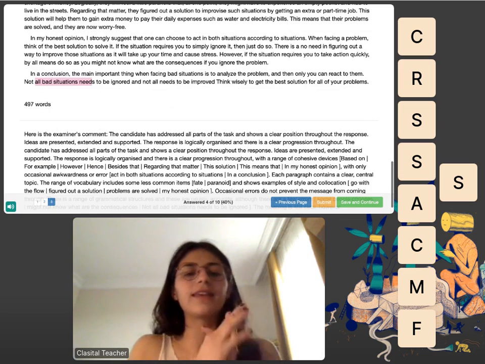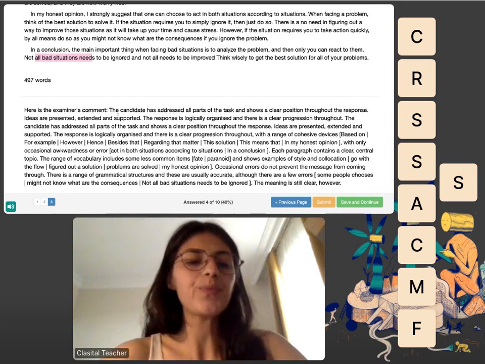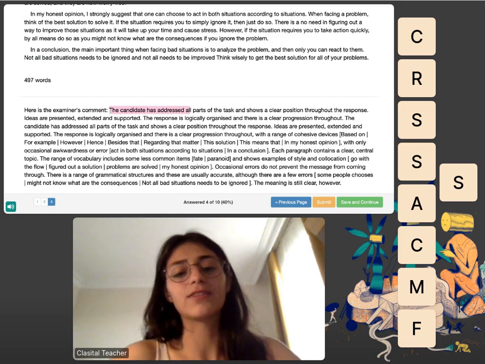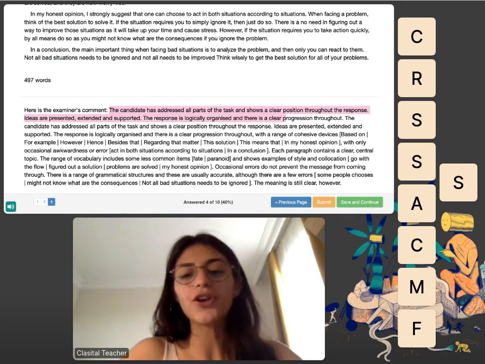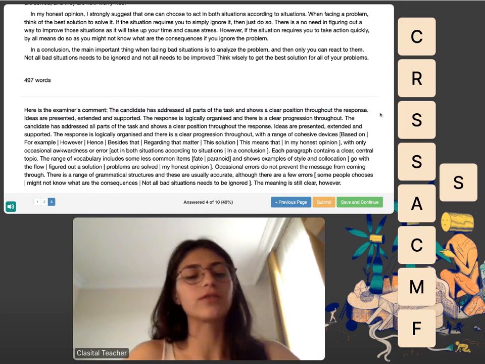Now let's read the examiner's comment. So here, the candidate has addressed all parts of the task and shows a clear position throughout the response.